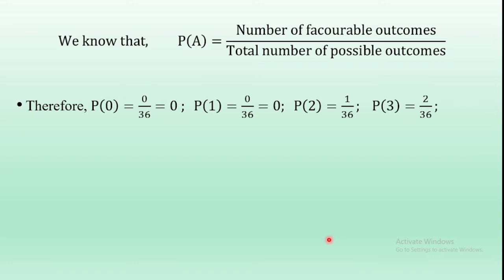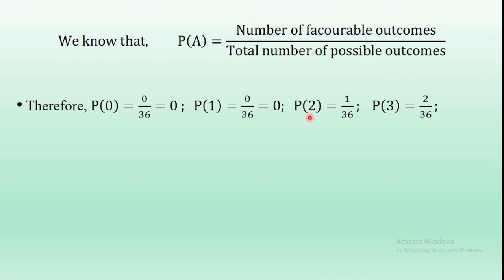In the above sample space, for a sum of zero appearing on the dice, there is no possible combination. So the number of favorable outcomes is 0. Total outcomes of the experiment are 36. Therefore, probability of 0 is 0 by 36, which is 0. Next, find probability of 1. There is no possible combination giving a sum of 1 on the dice. So favorable outcomes are 0 by total outcomes 36, which is 0.